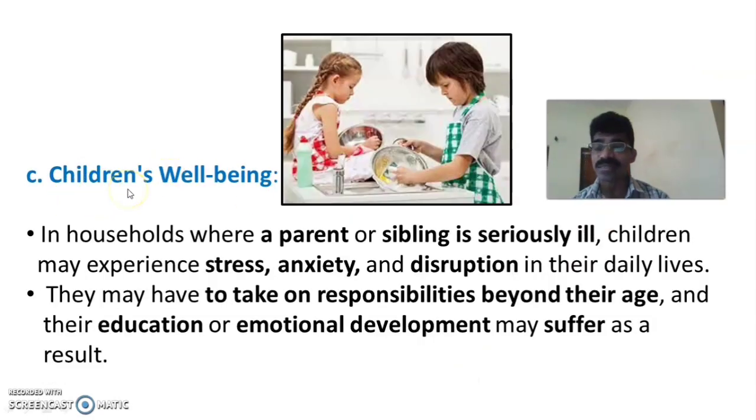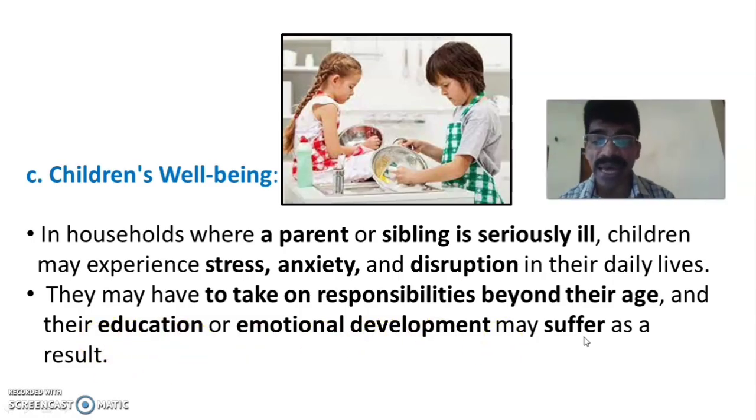Then the third point is children's well-being. Diseases or illness also affect children's education and well-being. In households where a parent or sibling is seriously ill, children may experience stress, anxiety, and disruption in their daily lives, daily schooling, etc. They may have to take on responsibilities beyond their age. Sometimes there is no other person in the family, so they have to do household activities too. That is beyond their age, and that may indirectly affect their education, their emotional development, etc.